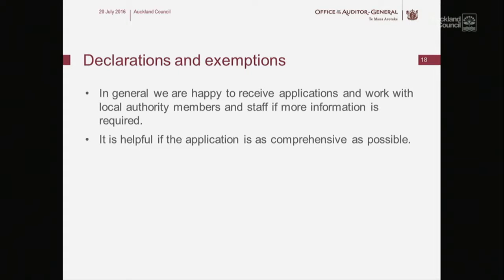So in terms of declarations and exemptions, these ways that the strict rules in the Act can be made to work, we are happy to receive applications and work with members and council staff on these. It's certainly helpful, if timing is tight, that we get as much information in advance as possible.